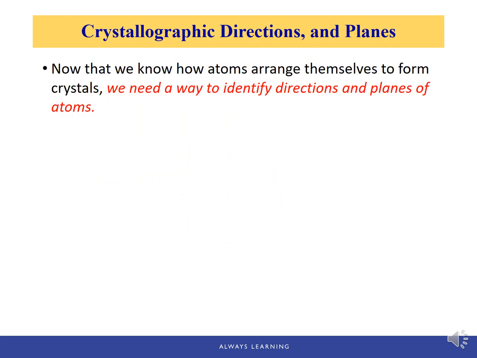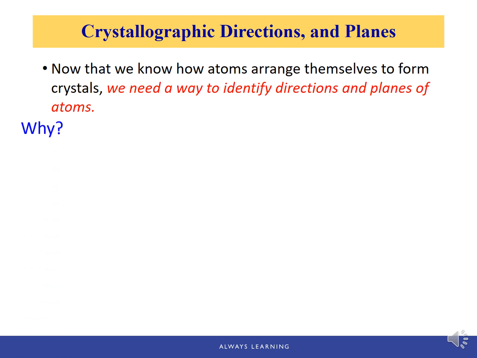When dealing with crystalline materials, it often becomes necessary to specify a particular point within the unit cell, a crystallographic direction, or some crystallographic plane of atoms. So we need a way to identify directions and planes of atoms within a crystal structure. Well, why do we need to specify them?